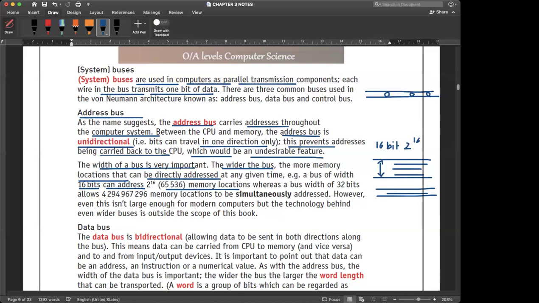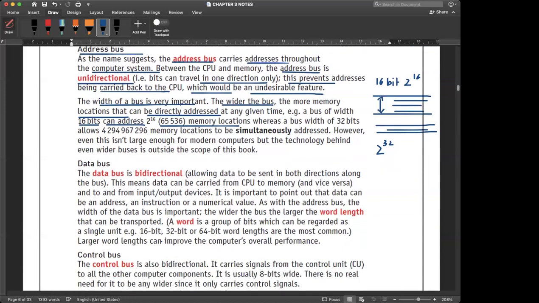So what will be the available addresses? 65,536 memory addresses. And if you are using a bus with a width of 32 bits, so 2 power 32, it will become 4 billion 294 million something addresses. So it means the wider the bus, the more and more data will be transported. Is that okay? Yes. That's great. Now, what is the next type of a bus?